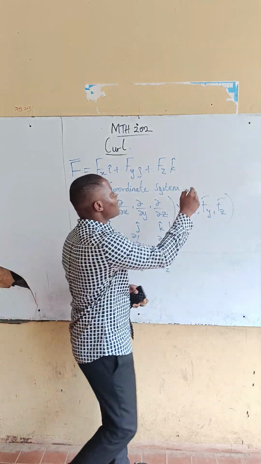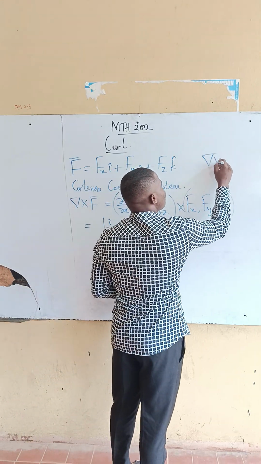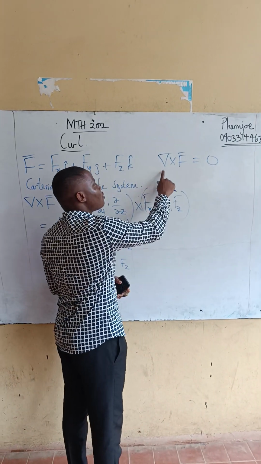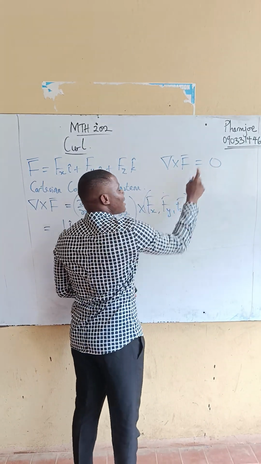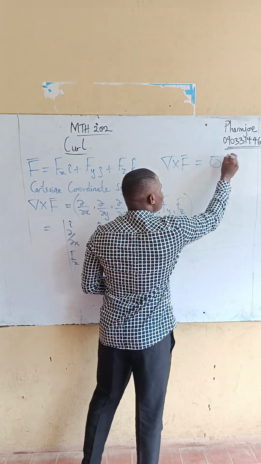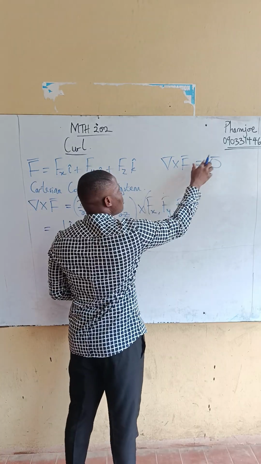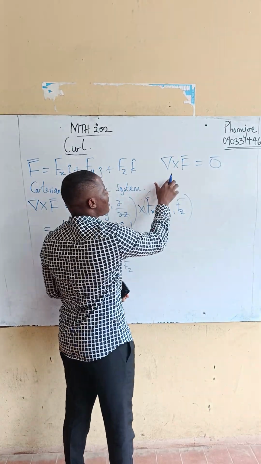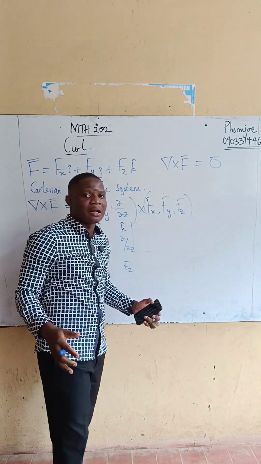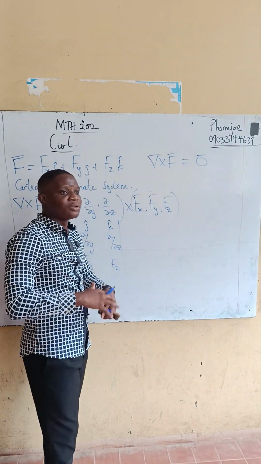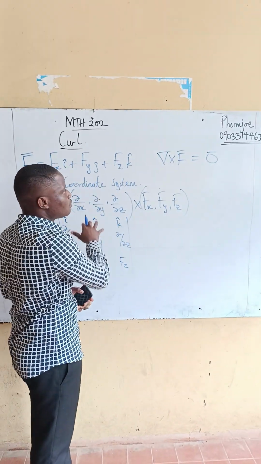So we concluded that whenever I find the curl of a particular field and my answer is 0, don't forget the curl of this field F cannot produce this kind of scalar 0. It has to be a zero vector, because I told you that the curl of any vector field must produce a vector. So once our answer is 0, we say it is irrotational. But once our answer is not 0, we say it is rotational. That means there is a rotation involved in that field.